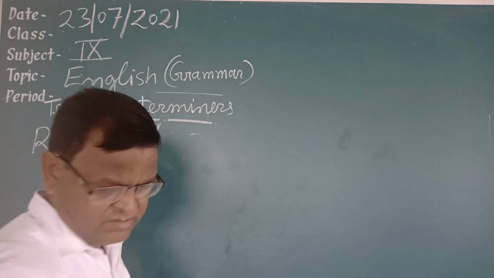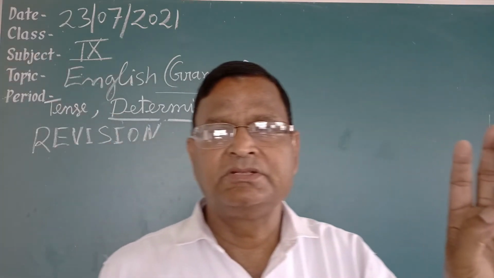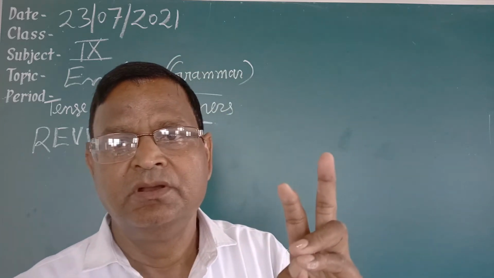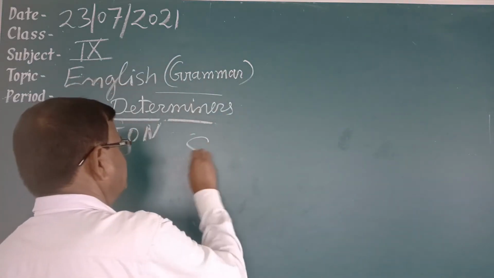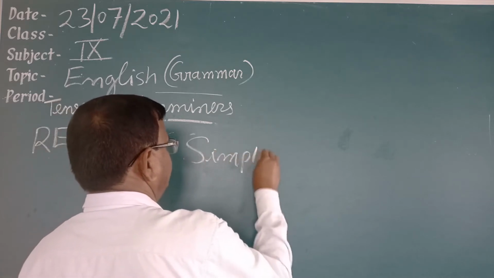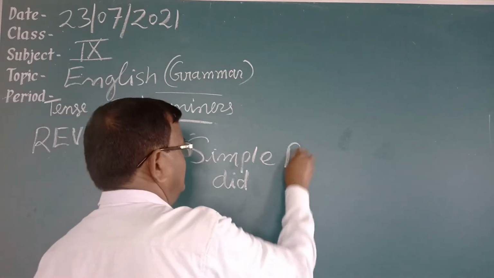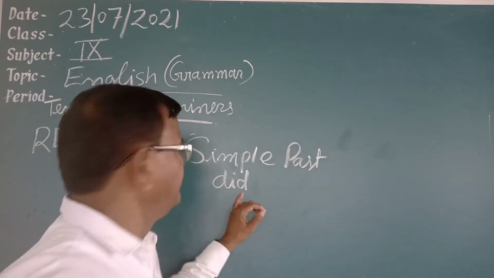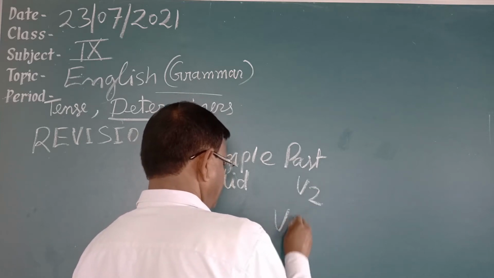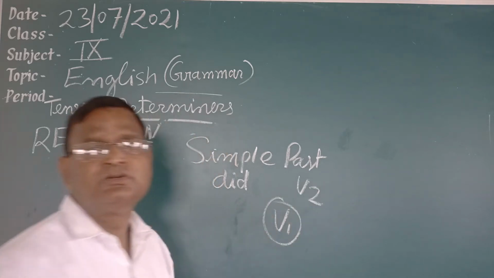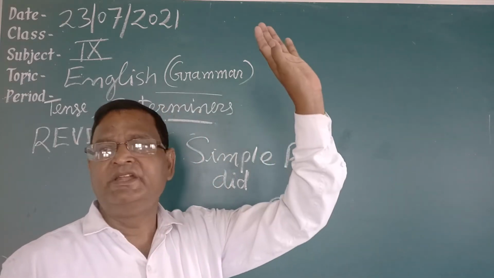See past tense. Past tense also has been divided into 4 parts: simple past, past continuous tense, past perfect tense, past perfect continuous tense. In simple past, I have told you that did is helping verb, and if the sentence is positive, so verb second form is used. If sentence is negative and interrogative, then first form is used. It is a rule.